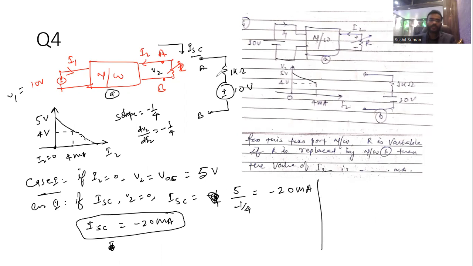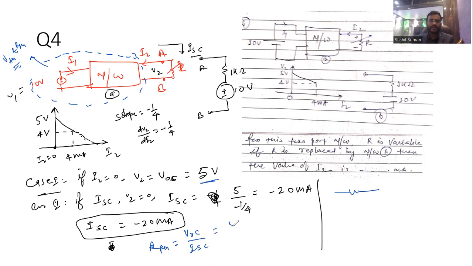Now through this circuit we have to find I2. We have to convert this circuit into its Thevenin equivalent, VTH and RTH. VTH is VOC, 5 volt, and RTH is VOC upon ISC, which is 5 upon 20 milliampere. Now this becomes 250 ohm.